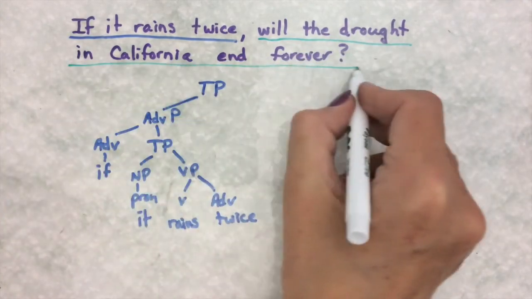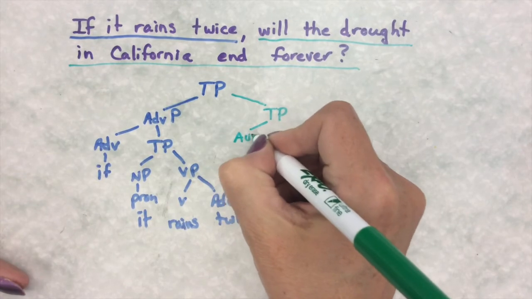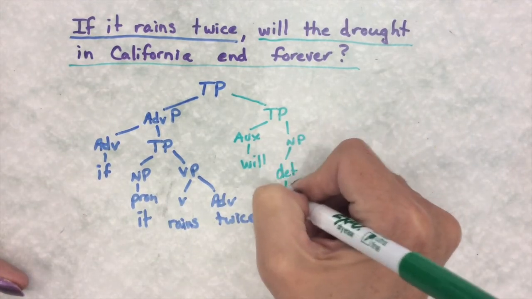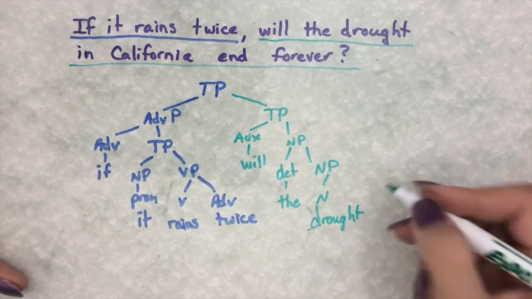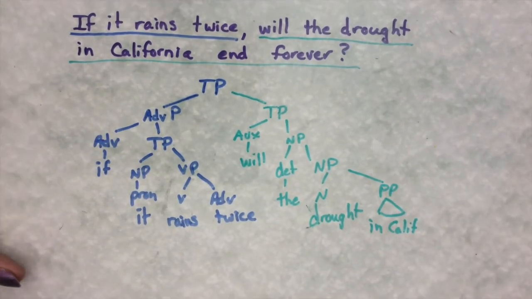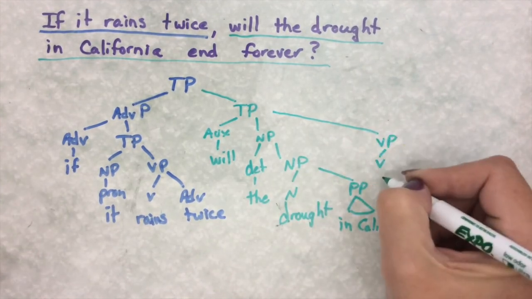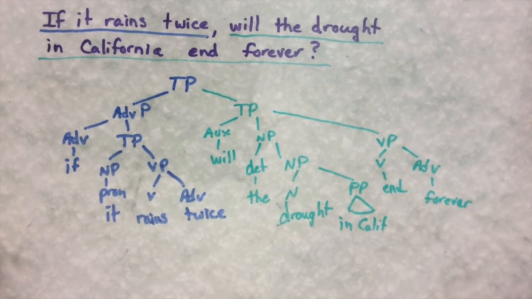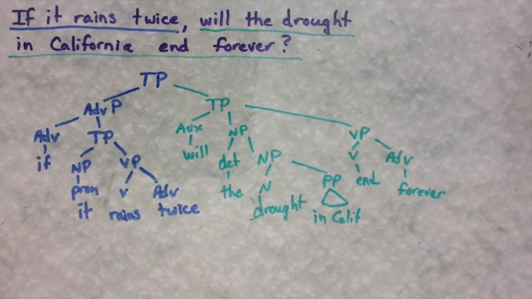which is a question. Will the drought in California end forever? We have the auxiliary, will. Noun phrase is the determiner, the. The noun phrase, which goes to the noun, drought, and the prepositional phrase, in California. And the verb phrase, which is the verb and the adverb forever. If it rains twice, will the drought in California end forever?